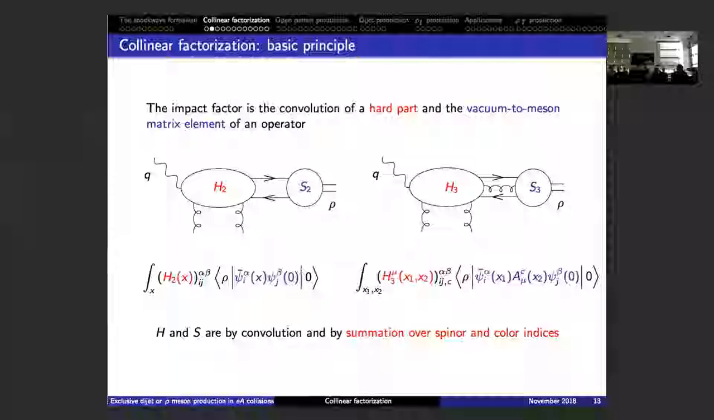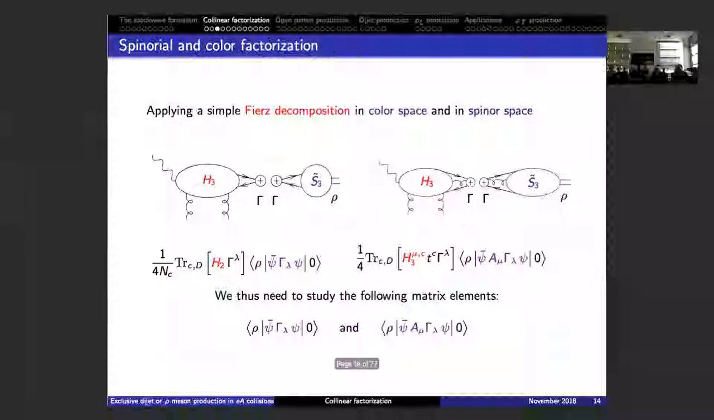Typically here, the factorization is that you have a summation over spinor and color indices, and you have some convolution in coordinates here, or in the momentum of the outgoing quark, or outgoing quark and outgoing gluon. So anyway, the first thing I'm doing is a simple Fierz decomposition. This factorizes color and spinor spaces, and this is quite trivial for everyone here. And I'm left with this kind of matrix element.